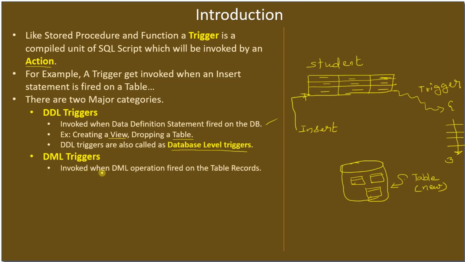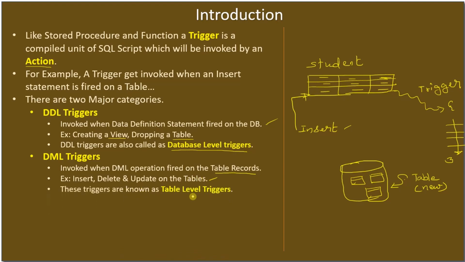DML triggers are invoked when a DML operation is fired on the table of records. Data manipulation can be through insert, update or delete. That means you can define a procedure body, and that procedure body will get triggered or fired when a DML operation takes place on the table. Example, insert, delete, update on the table. These triggers are known as table level triggers. Why? Because the trigger is specific to a table, right?